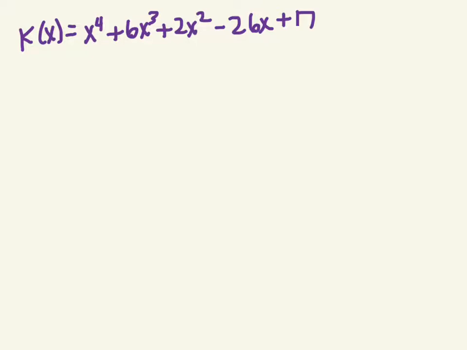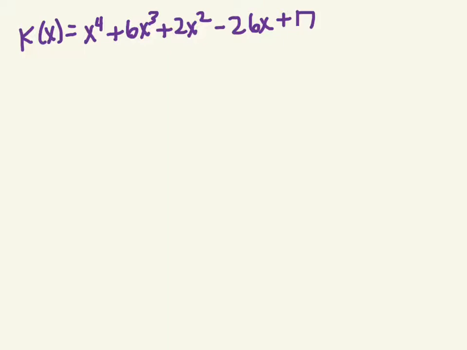In this video, I'm just going to show you another polynomial equation that you'd be asked to solve. So I believe this one comes from the practice problems. It's number 4: x to the fourth plus 6x cubed plus 2x squared minus 26x plus 17. We're trying to find all the x values that would make this equation equal 0.